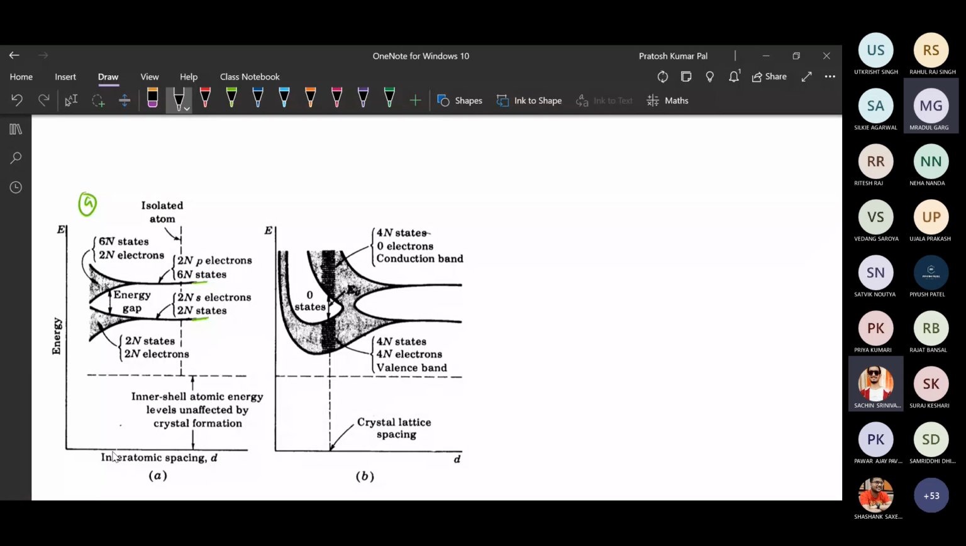So at the higher distances these energy states will coincide with each atom. Whatever energy each atom has, the energy will coincide.